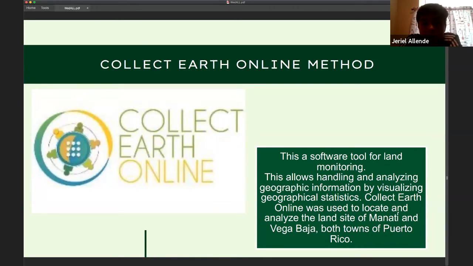The other method was the Collect Earth Online method. So pretty much we used it to locate and analyze the land of Manatí and Vega Baja, both towns of Puerto Rico. So that's pretty much the use of the Collect Earth Online method.